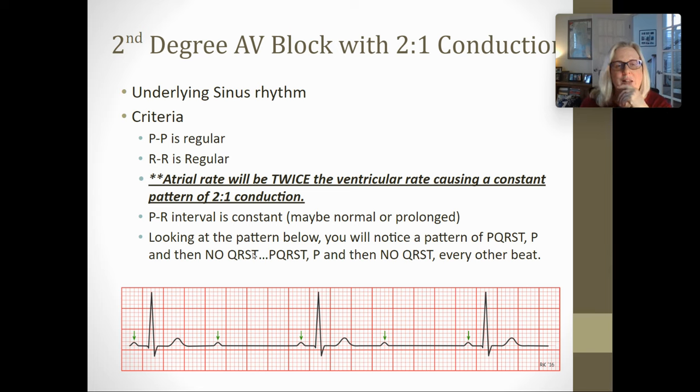If you take a look down here, you'll have a P wave, P wave, QRS, P wave, P wave, QRS. It just comes like that in a pattern. You have one P wave that makes the QRS go, and one P wave that doesn't. So the atrial rate is going to be twice the ventricular rate because we have twice as many P waves as we do QRSs, right? Two P waves, one QRS.